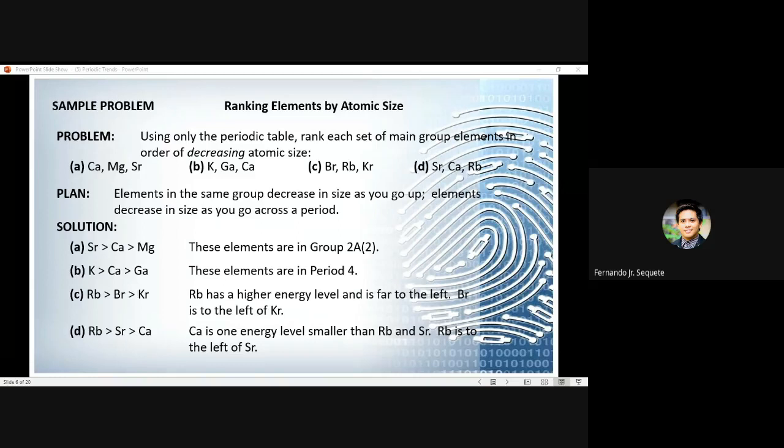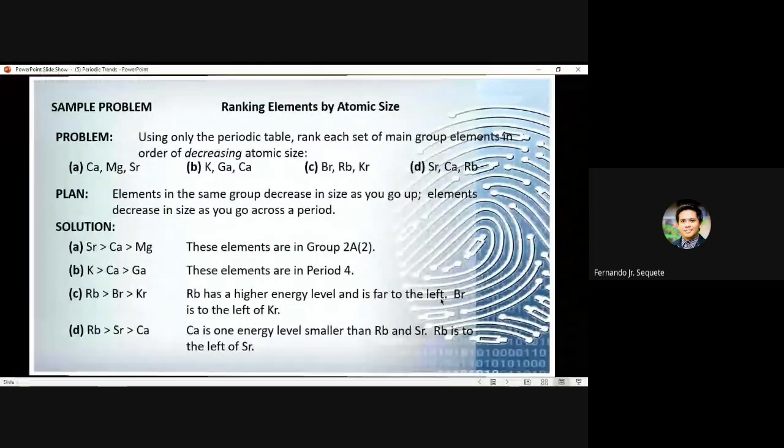Ano ba ibig sabihin ng group? Ang ibig sabihin ng group ay yung naka-vertical. When we say group, that is vertical. Di ba? Yung group 1A, group 2A, group 8A. So that is the vertical. Naintindihan? And then when we say period, that is the horizontal.